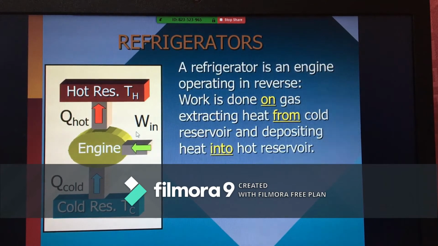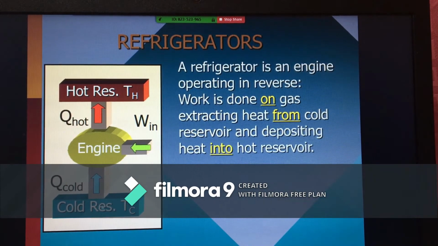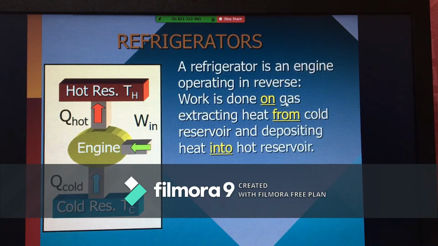So nakita nyo dito sa picture, sa previous nating discussion, class, ang arrow dito sa taas pababa, right? Tapos ang arrow dito sa baba pababa din. But this time for refrigerators, ang process is reverse. Q hot palabas siya, Q cold papasok, then work papasok din. Okay? So work is done on gas, extracting the heat from the cold reservoir and depositing heat into the hot reservoir. So ito yung concept ng refrigerators.